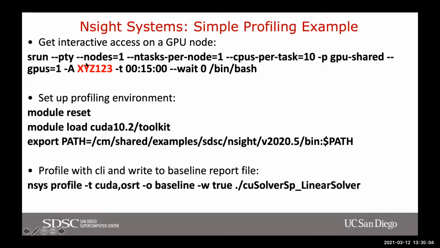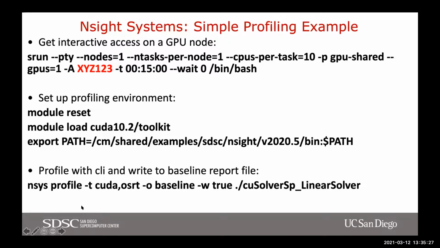We do an srun to get a node, do a module reset, and load the CUDA toolkit. Don't load the profiler because we're going to use Nsight now, and just change the path. The tool's nice enough that if you just give it the path to the binary, everything else gets picked up automatically. So you just need to set that path to get the binary.